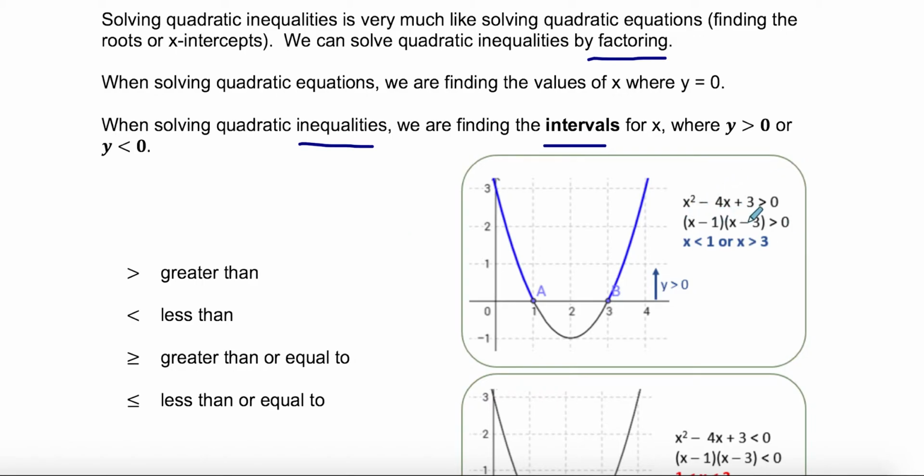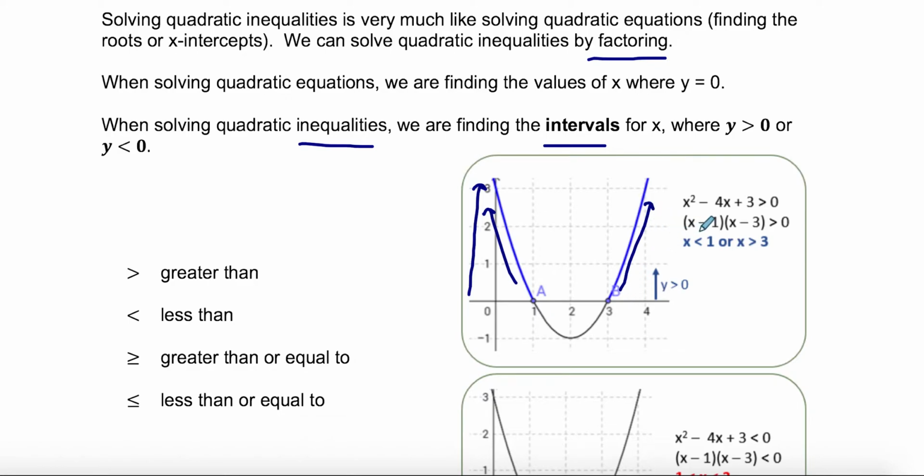x squared minus 4x plus 3 is greater than 0. What that is asking you is, for this parabola on the left, where would it be greater than 0 vertically? When I look at this graph, anywhere from here up is where this parabola would be vertically above 0. So we want to talk about this section of the graph and this section of the graph.